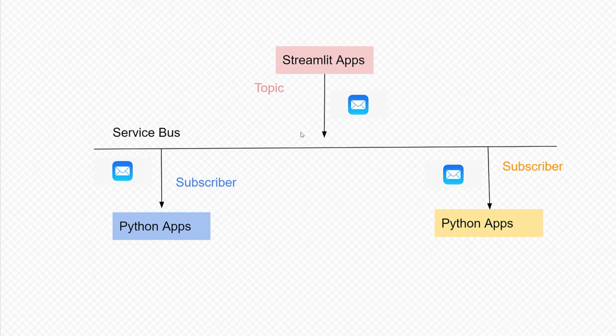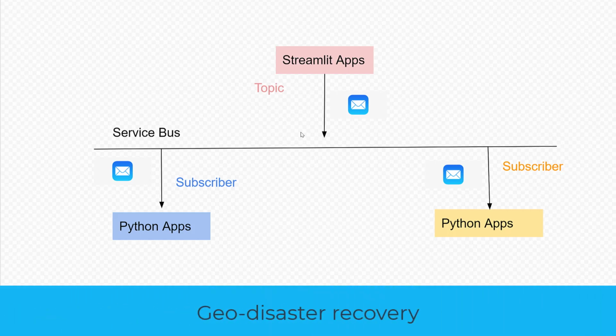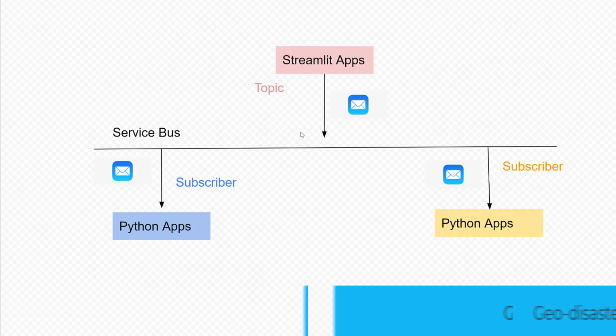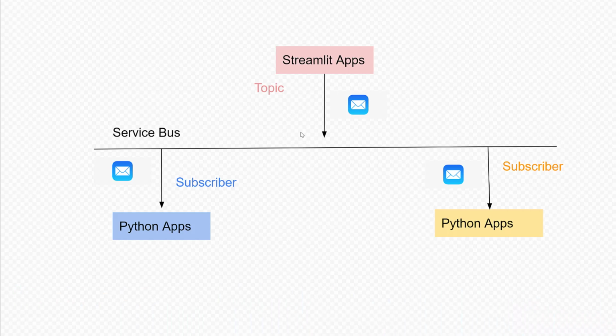Of course, like everything else in Azure, they do have a geo disaster recovery. So when an Azure region or data center experiences downtime, geo disaster recovery enables data processing to continue operating in a different region or data center. It doesn't matter if one or two data centers have a problem. Your business will not stop. So now let's go and see how we can build a topic and the subscriber.